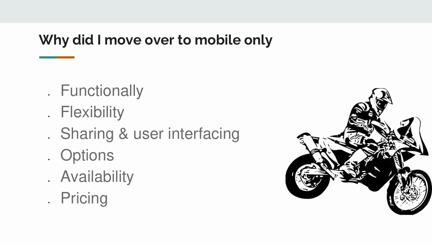Flexibility, in other words, you've got a phone, so you can use it for tons of other things. Sharing and user interface: for mobile phones, we've all become far better at using mobile than GPS devices. Options availability, in other words, what type of devices. You've got a plethora of thousands of options. And then one of the most important ones for me is availability.